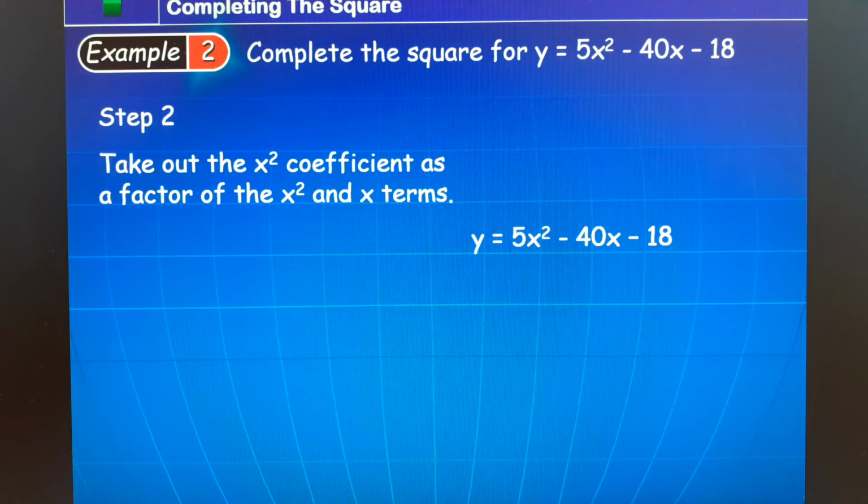Now the last time I asked you just to put a bracket around the first two terms, and you're still going to be putting a bracket around the first two terms, but you're also taking the number in front of the x squared out as a factor from these two numbers here. Okay, so you're taking that out as a factor. So 5 is going to be a factor of the first two terms.